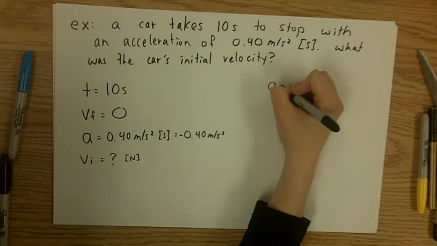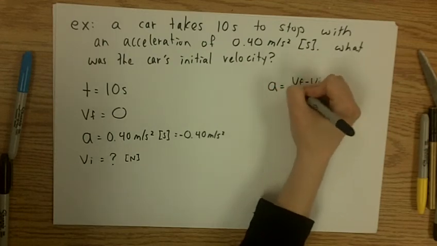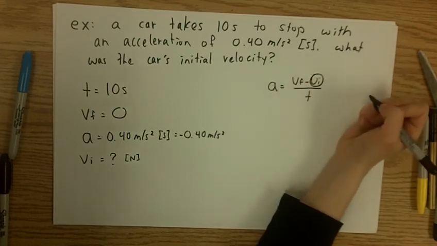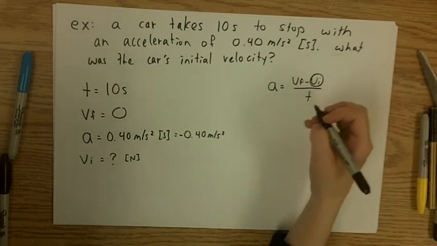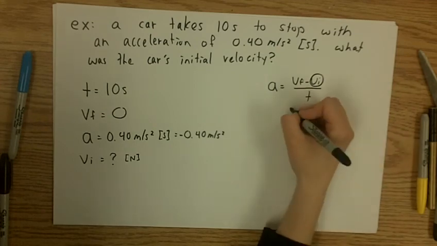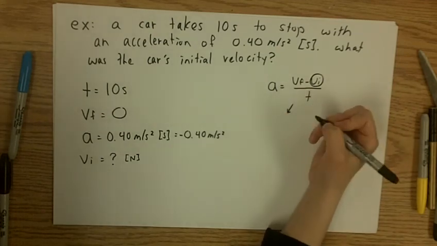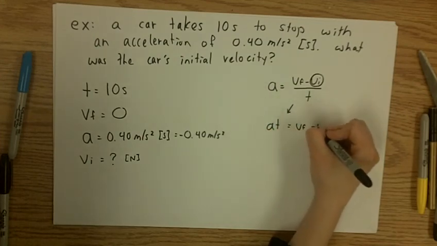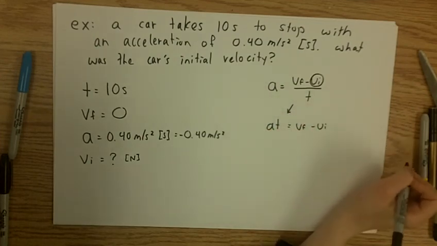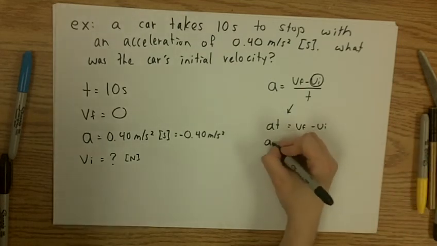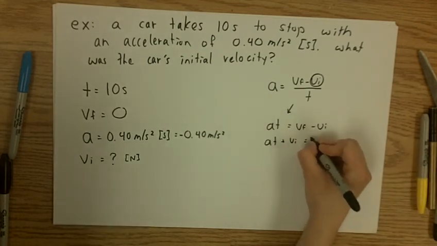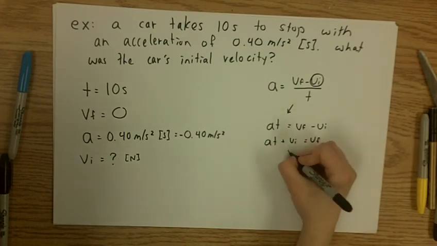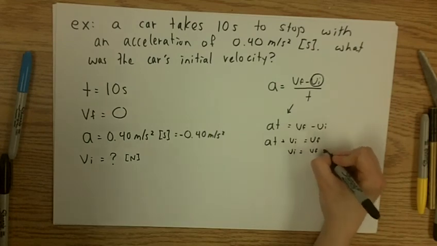The formula for acceleration is vf minus vi over t. And we're trying to rearrange this for vi. I always rearrange this in small steps because it's easier to see the rearrangement if we do it in pieces. We start by moving the t. at equals vf minus vi. And then we move the vi to get at plus vi equals vf. And then we move the at away from the vi to get vi equals vf minus at.